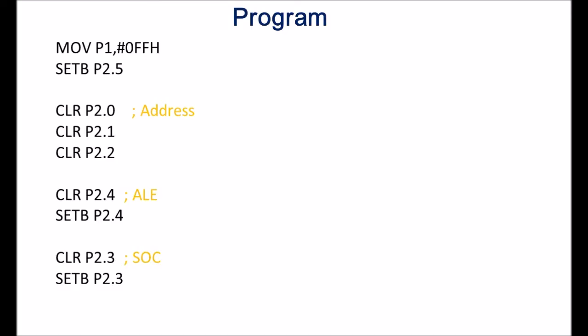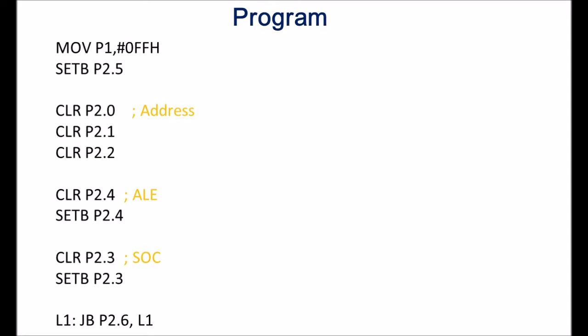Now after this we have to check whether the conversion is over or not. To check it, we'll use the instruction JB, jump if bit is set. Which bit do we want to check? P2.6. If this bit is set, that means if this pin is at 1, then go to label L1. The L1 label is given to the same instruction. So if this bit is 1, it will continuously execute this instruction till it becomes 0. If this bit is 0, then it will come out of the loop and then we'll send the output enable signal.